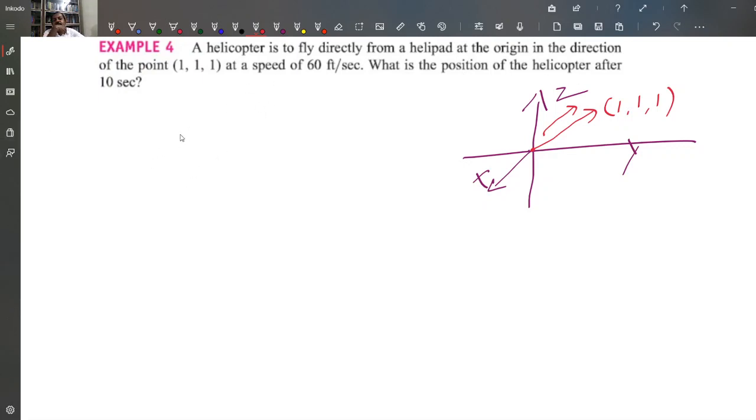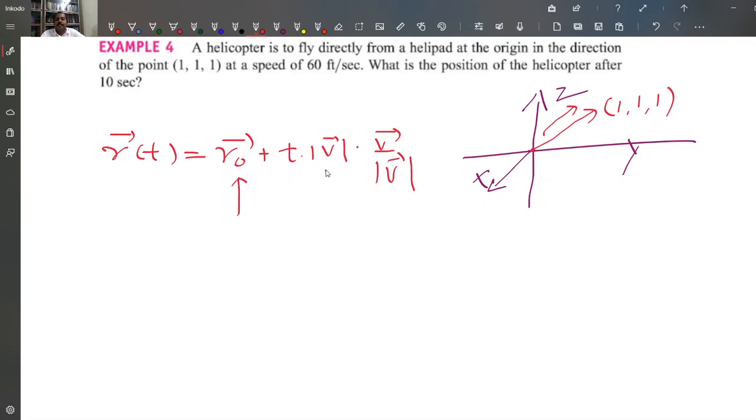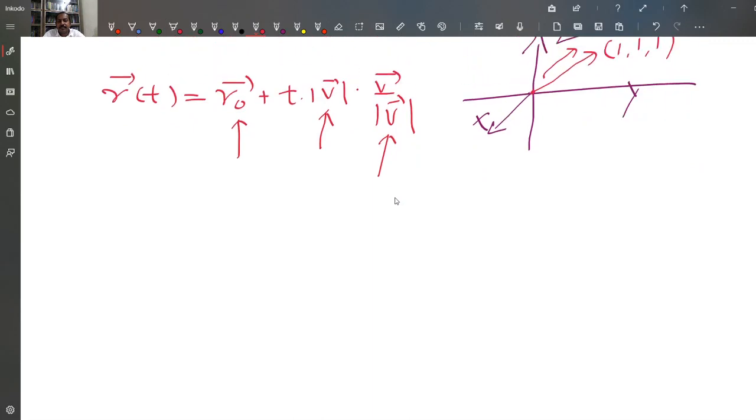By the previous discussion, you have r of t equal to r naught plus t times speed modulus of v into v by norm v. It is the unit vector in the direction of motion. This is the initial position, this is the speed, and this is the unit vector in the direction of motion. So consider the unit vector in the direction of motion.